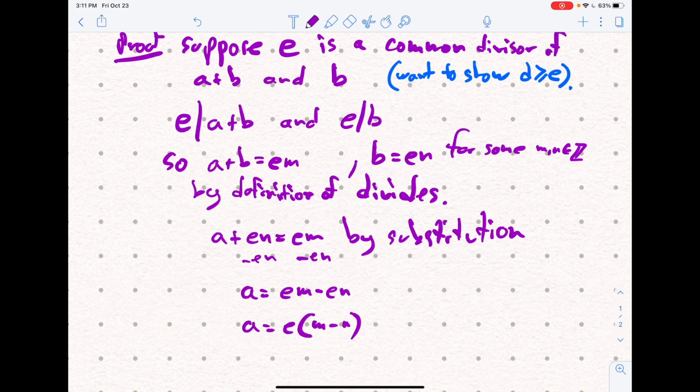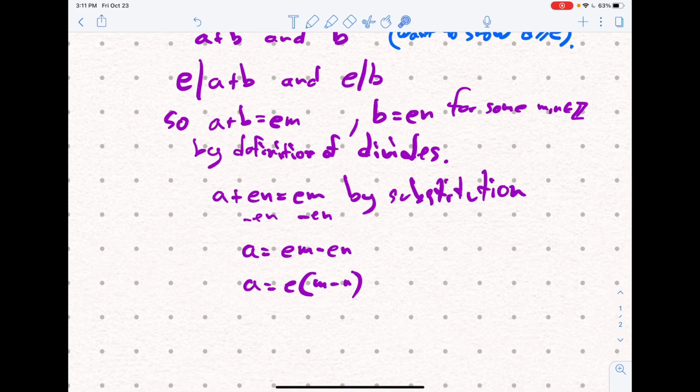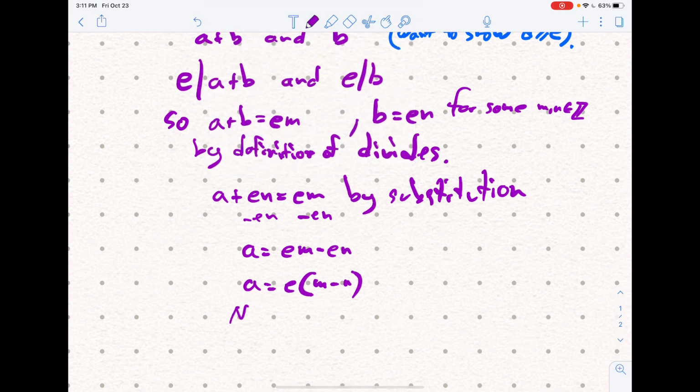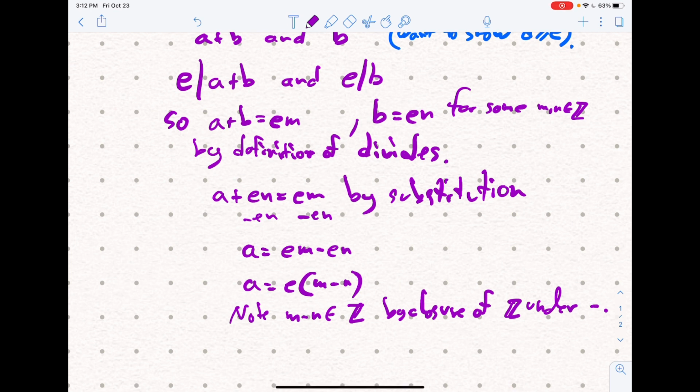And this is just sort of following my nose. We now have that a is equal to E times something. I'm just going to show that this is an integer, and therefore E divides a. So note M minus N is in Z by closure of Z under subtraction. So E divides a by definition of divides.